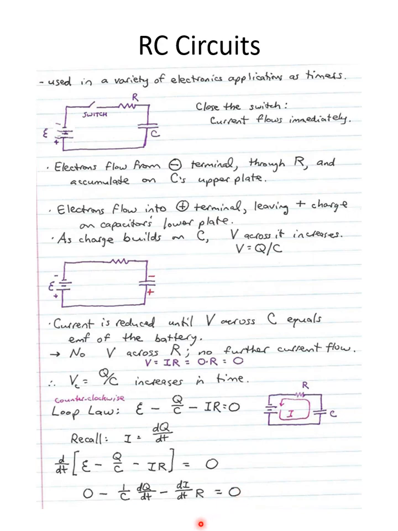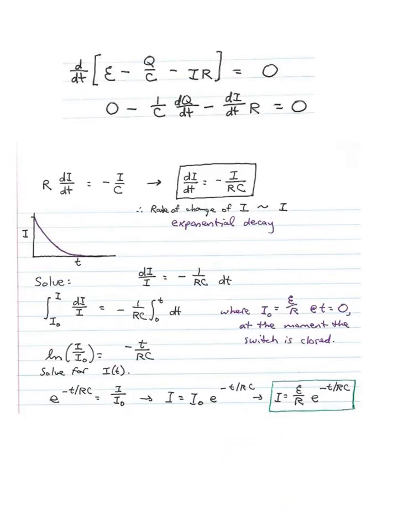And then when we take the time derivative of each of these parts, the time derivative of EMF is 0 because that doesn't change, minus capacitance doesn't change, so we move it to the side of the time derivative, and it's 1 over C times dq/dt minus di/dt times R equals 0. So again, this last line on the page is just the time derivative of this loop law equation. There it is up above.